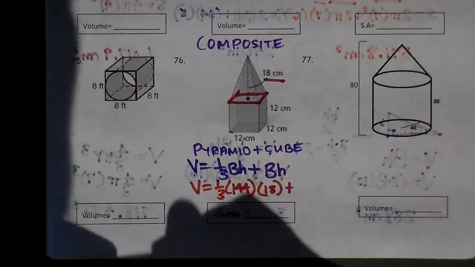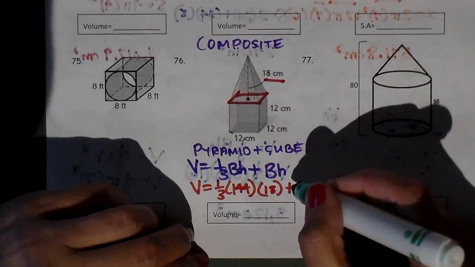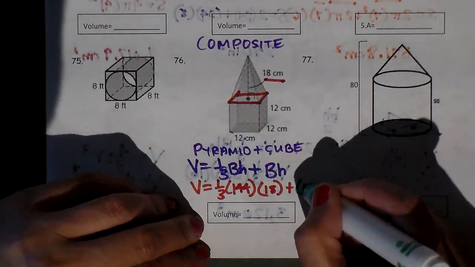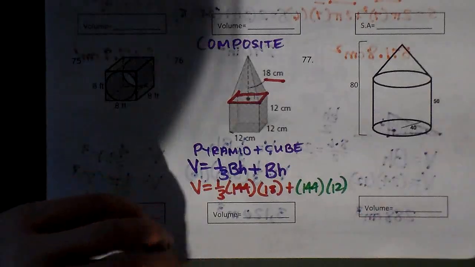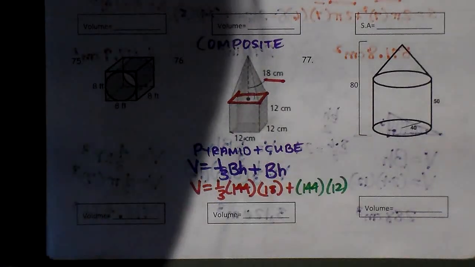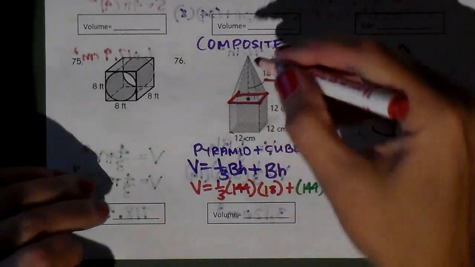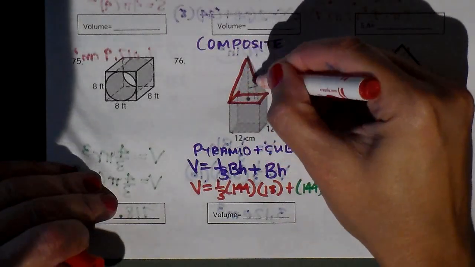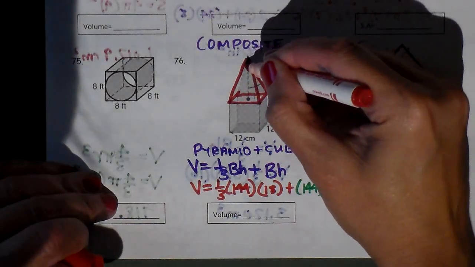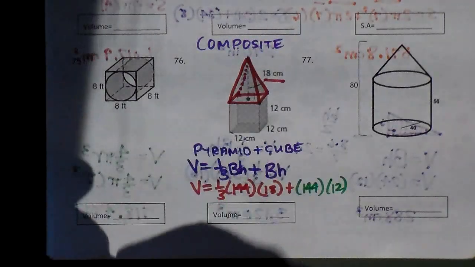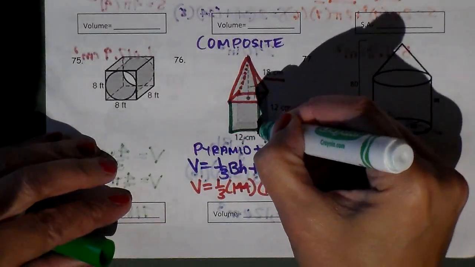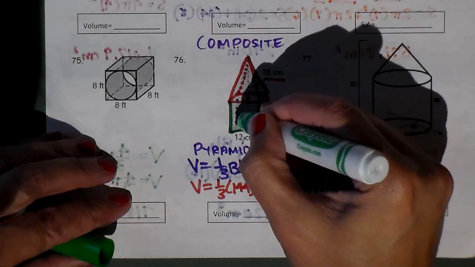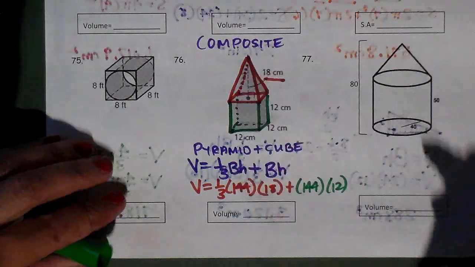So now let's add on the cube. The cube, the area of the base is also going to be 144, and the cube is 12 high. And so just so you can see, there's the pyramid portion, there's the red portion, and then here is the green portion.